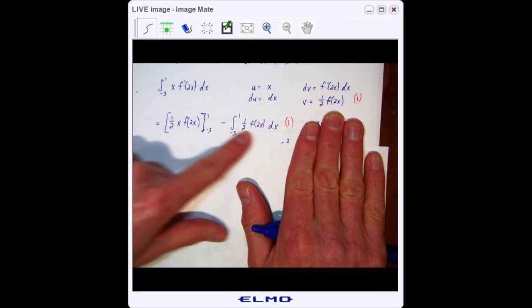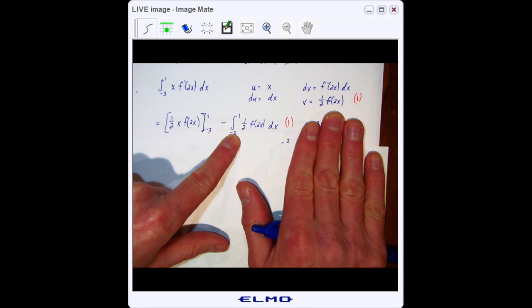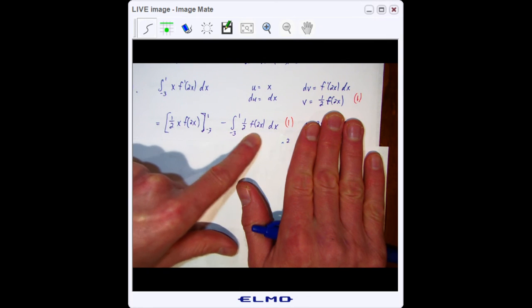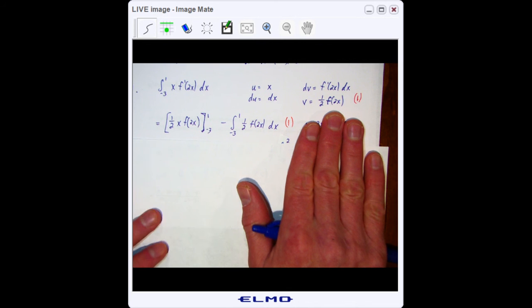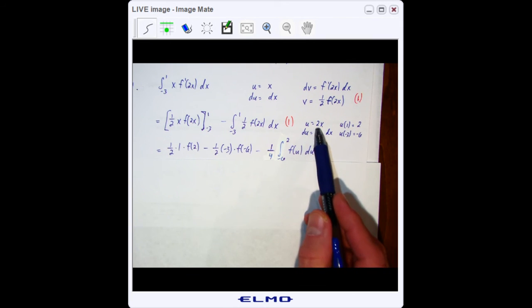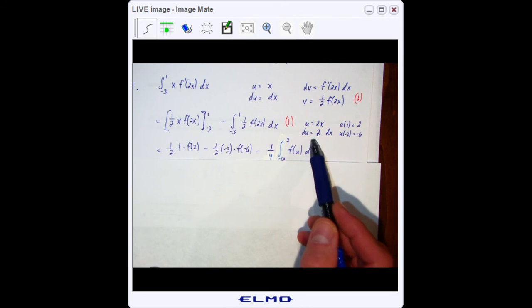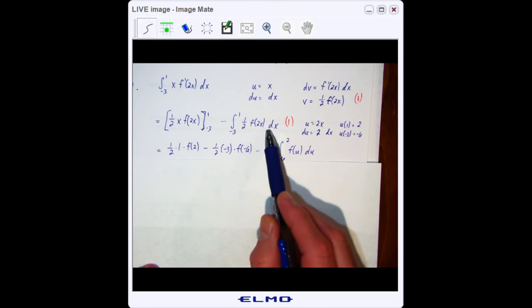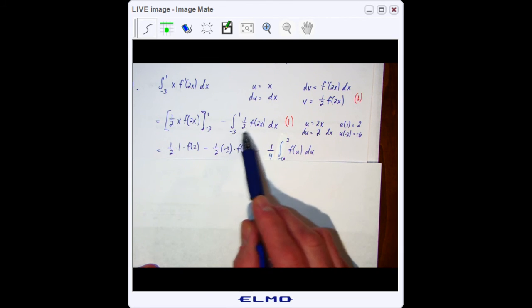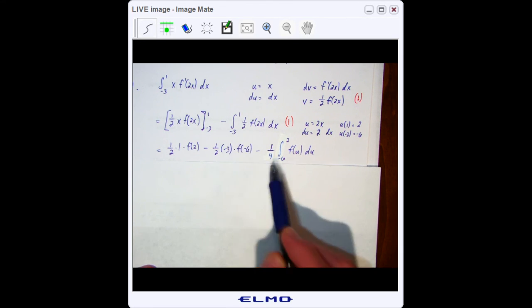Okay, now I have this integral. Now I need to do substitution because it's not just f of x, it's f of 2x. So I want to do u substitution. u is 2x, so my du is 2. So I need a 2, so I multiply by 1/2 out in front, and that's where that 1/4 comes from. 1/2 times that 1/2 is 1/4.